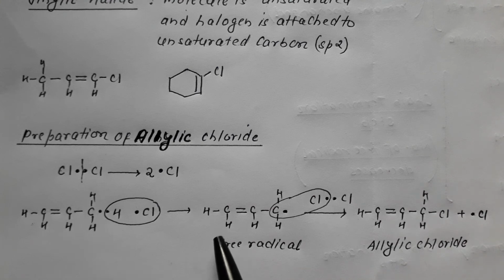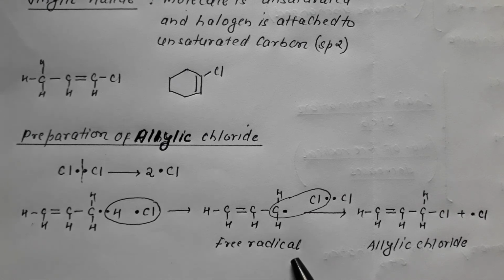So it results in formation of CH2 double bond CH single bond CH2 with a single electron, resulting in formation of a free radical. So propene is converted into its free radical and HCl is formed. Now what is going on with this free radical? Chain propagation step is taking place.